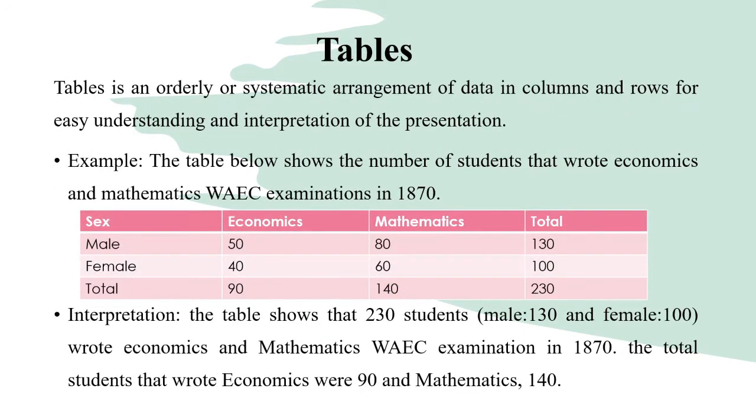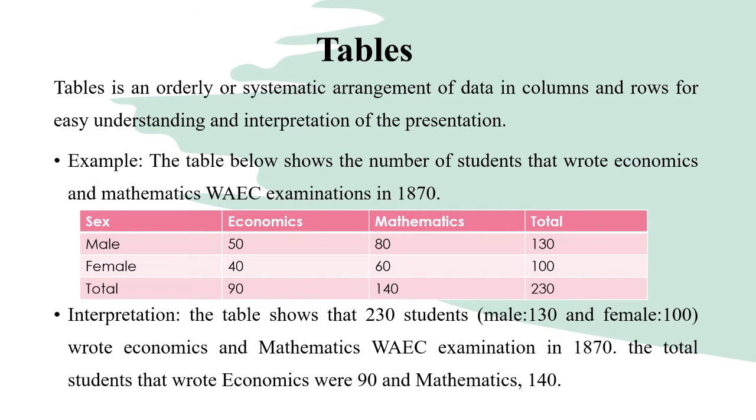A table is an orderly or systematic arrangement of data in columns, that is vertical columns, and rows, which are the horizontal rows, for easy understanding and interpretation of presentation. For example, here is a table showing the number of students that wrote Economics and Mathematics WAEC examination in 1870. You can see that the data is arranged in columns and rows.